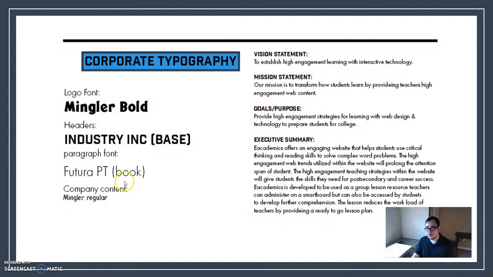Now, for the extra information accompanying the logo, we have Mingler Regular. I did this because I didn't want to take away as much attention from the E-Academic logo, but I did want to provide some more information. On the right-hand side, we're going to have our vision statement, mission statement, goals, purposes, and executive summary. I won't go over them here because we'll be going over those in detail in the following video.